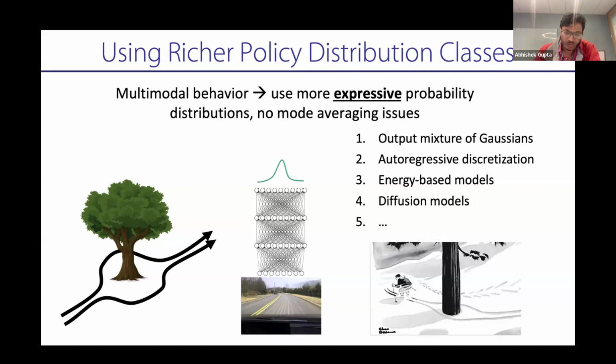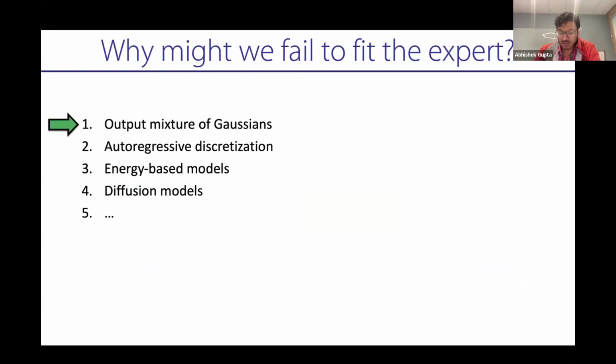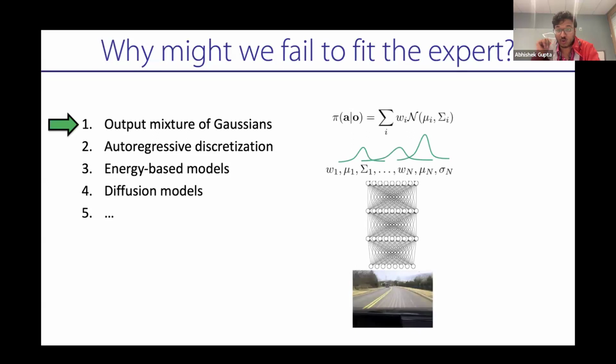So let's go through a few of them, and please stop me and ask questions on any of them. The simplest and easiest thing you can think of is that rather than doing one Gaussian, you can do a mixture of Gaussians. You can say that your policy distribution is a mixture with weight w_i of many different Gaussians, each with mean mu_i and variance sigma_i, and each of these is a function of your state, or in this case, your observation.